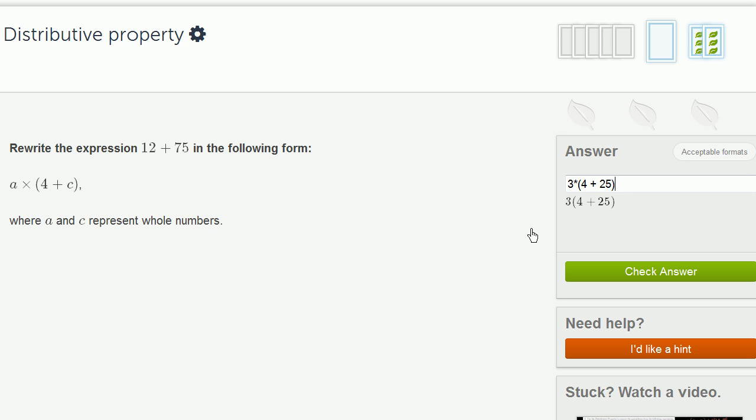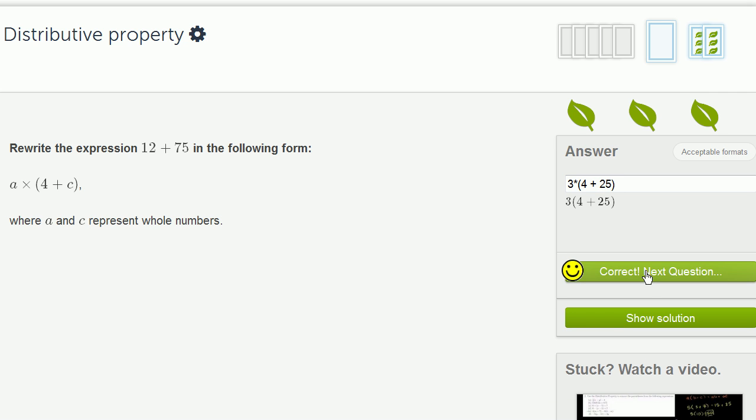And it looks like we've actually put it in the form that they want us to put it in, where 3 is A and 4 is right there, it's 4, and then C is 25. So we've put it in the right form. Let's check our answer. We got it right.